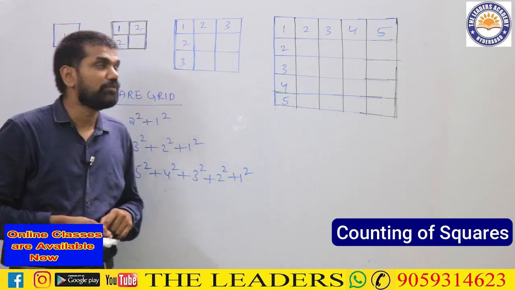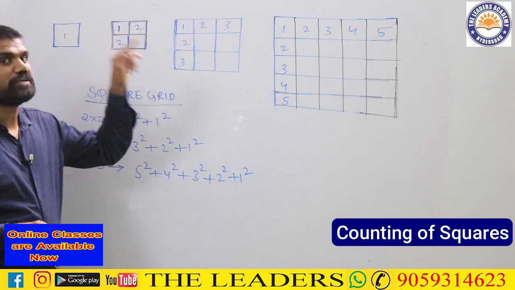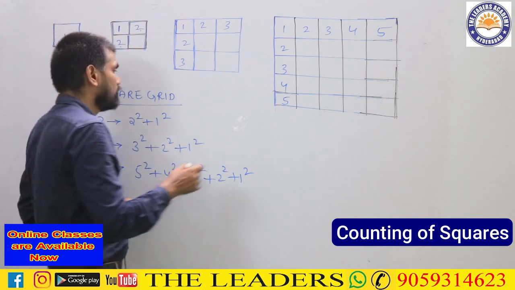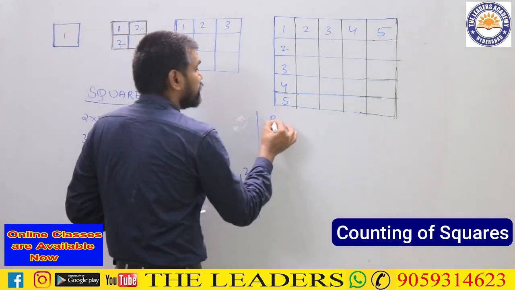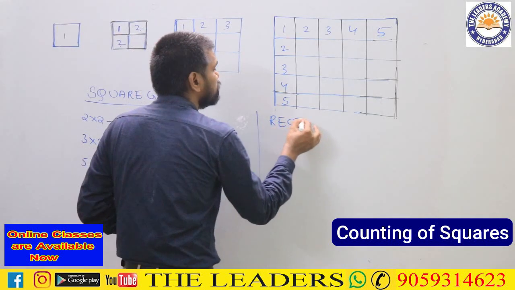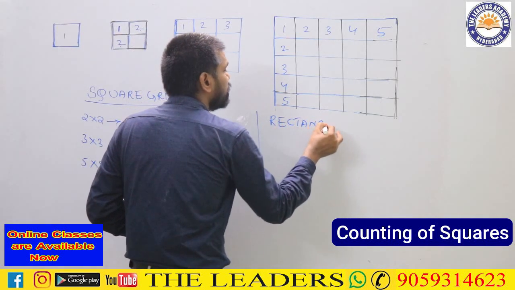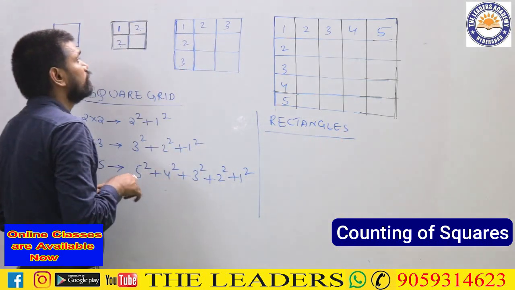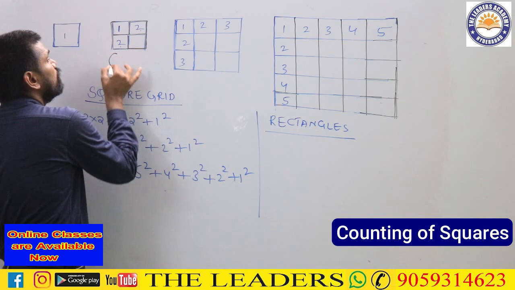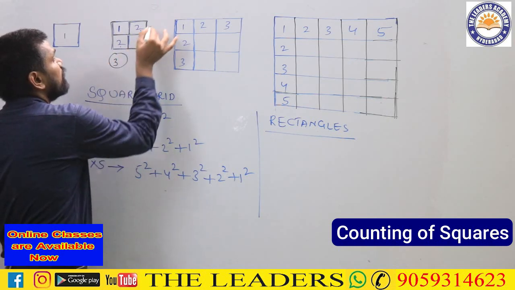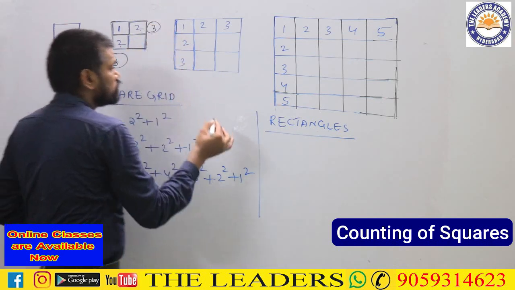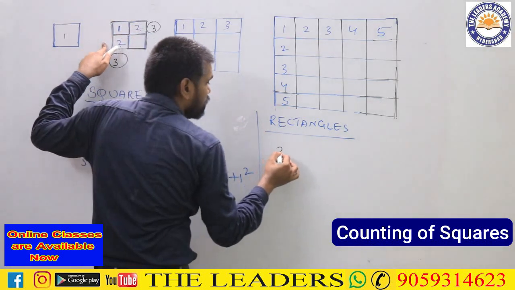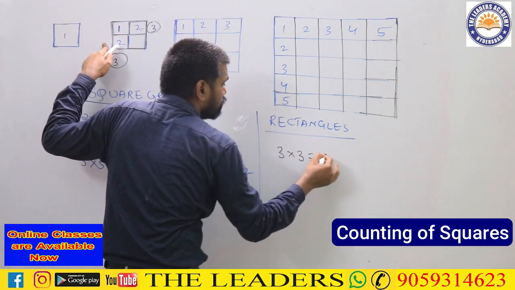Whereas in the same diagram, if at all you are willing to count the number of rectangles, the method is different. If you are willing to count the number of rectangles in these given figures here, the answer will be different. Rectangles here, if you wish to find, what we will do, vertical sum is 3, horizontal sum is 3. So for this diagram, it will be 3 into 3, that will give you 9.